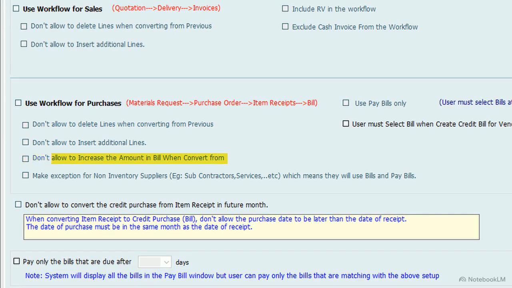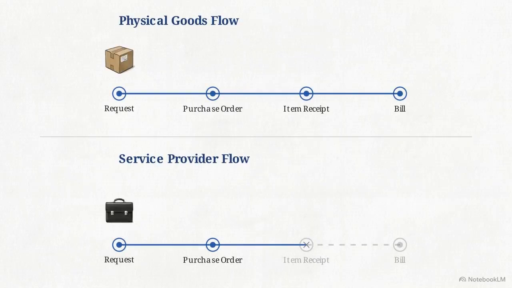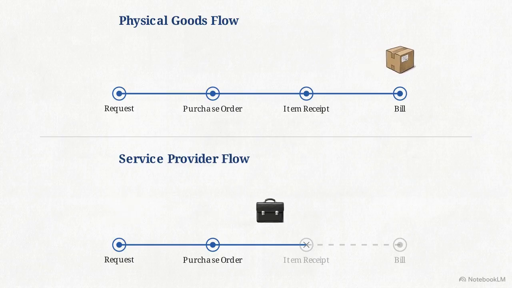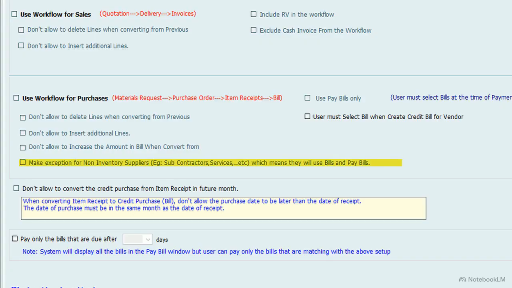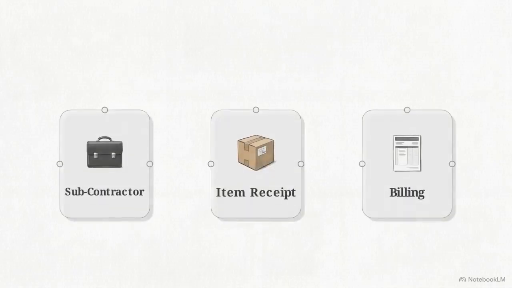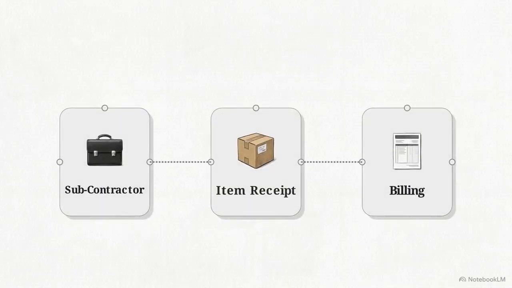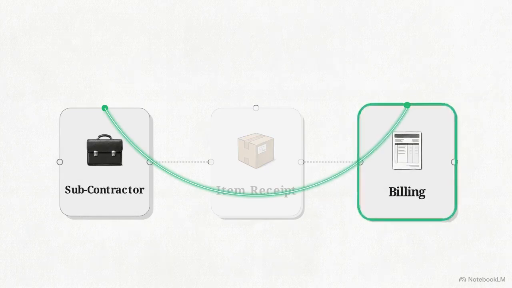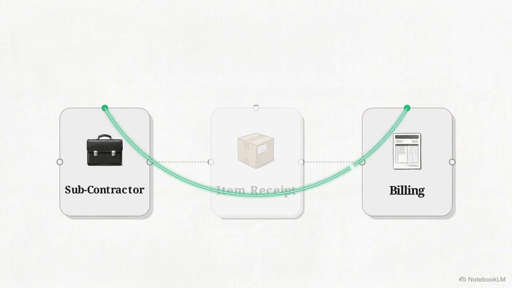While strict inventory receiving rules are great for physical goods, applying them to external service providers causes bottlenecks since they don't deliver physical items to a warehouse. To resolve this, check the box to Make Exception for Non-Inventory Suppliers. This exception allows your subcontractors to bypass the strict physical item receipt stage and proceed directly to billing. You maintain tight physical inventory controls without delaying payments for services rendered.